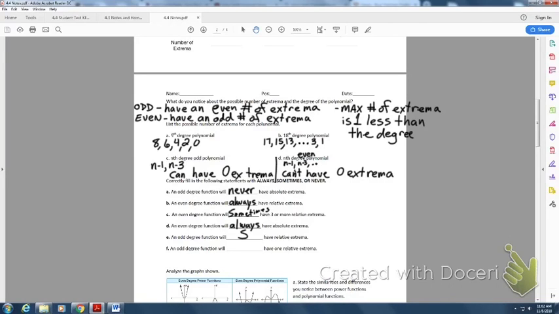An odd degree function will never have 1 relative extrema, because remember, an odd degree function can only have an even number of extremas. An even degree function can only have an odd number of extremas.